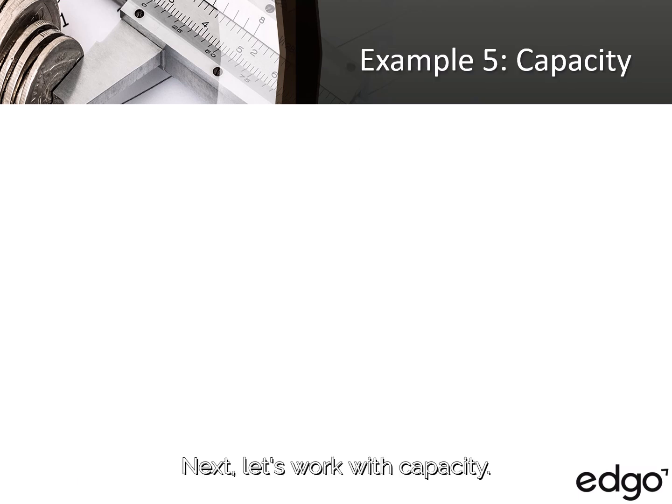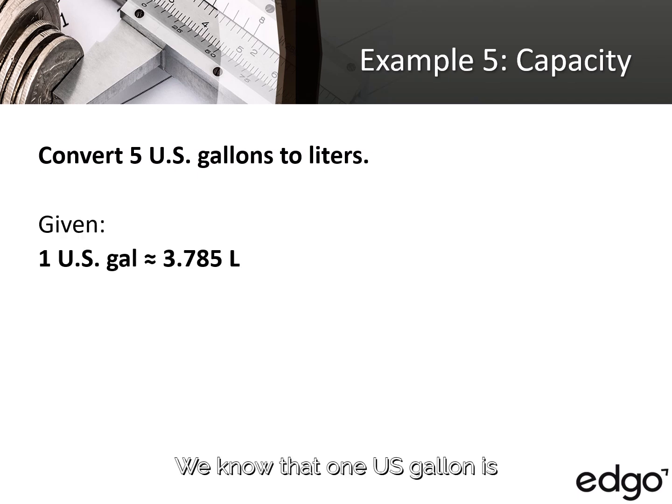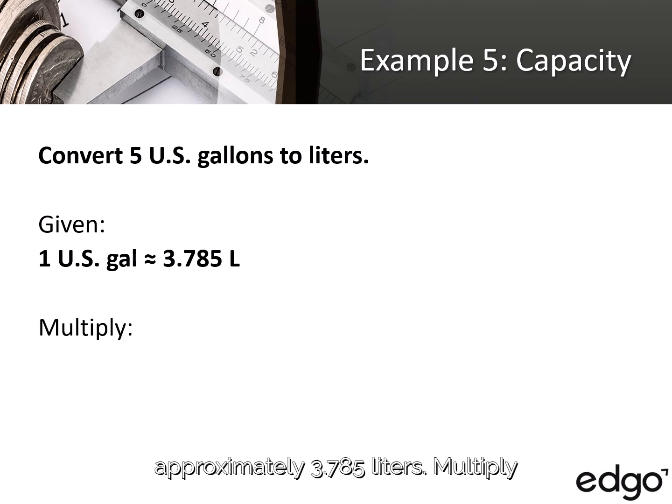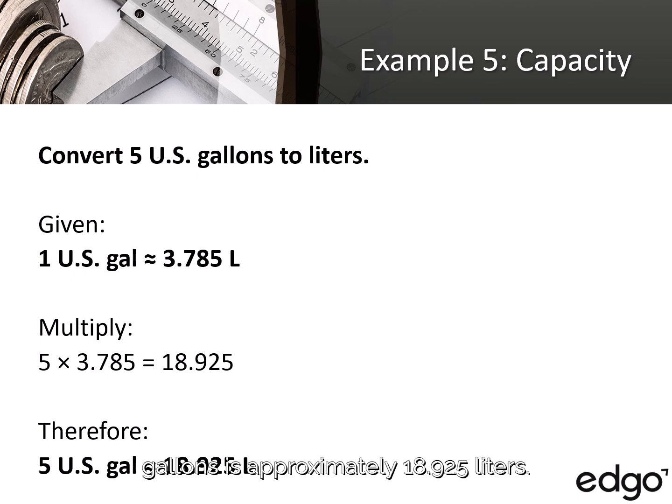Next, let's work with capacity. Convert 5 US gallons to liters. We know that 1 US gallon is approximately 3.785 liters. Multiply 5 by 3.785. The result is 18.925. Therefore, 5 US gallons is approximately 18.925 liters.